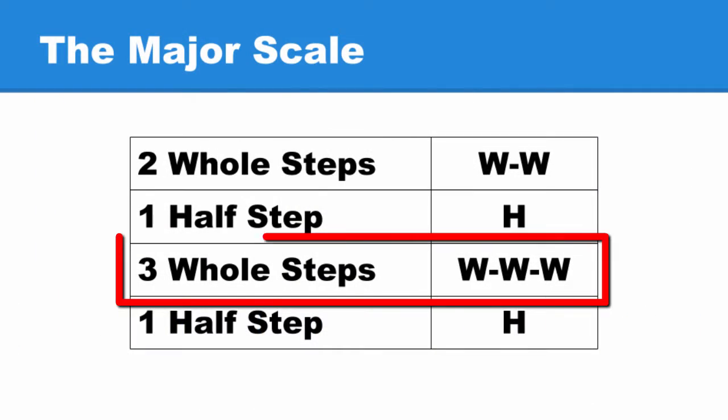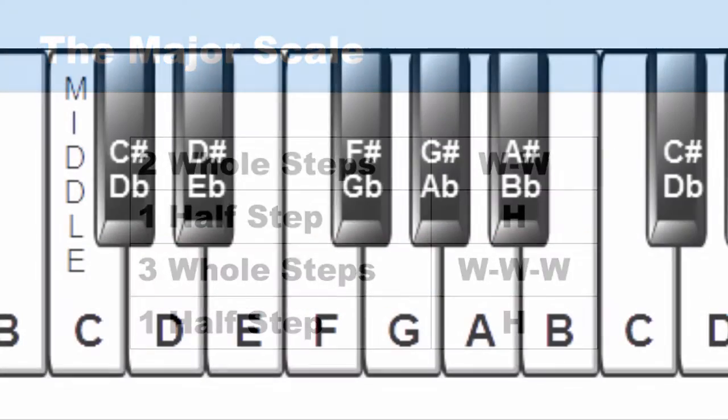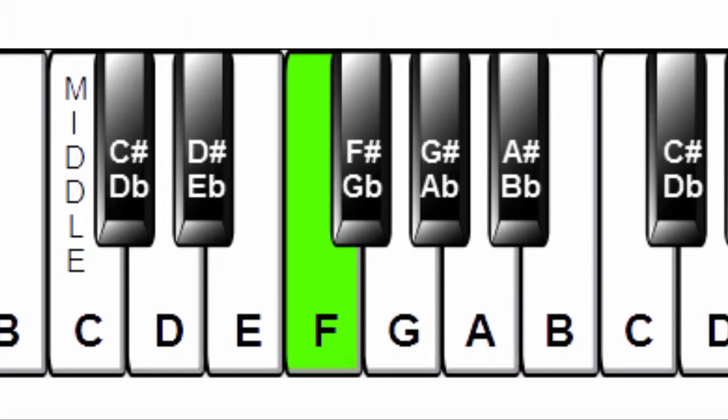Next, we need 3 whole steps up. We're on F. So 1 whole step up from F is G. Next is 1 whole step up from G, which is A. And the third whole step, 1 whole step up from A, B. That's the 3 whole steps. We started on F and went up 3 whole steps. G, A, B.